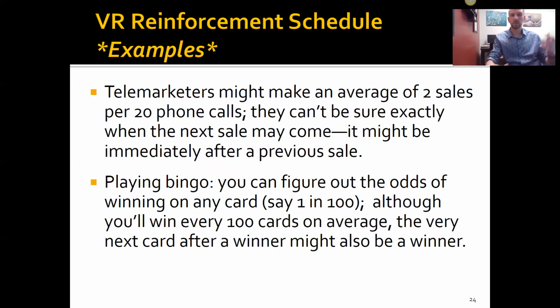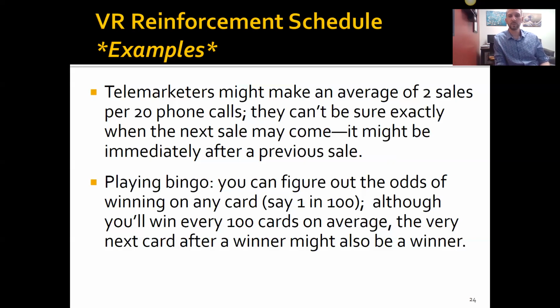And then both of those are fixed ratio and fixed interval. And then you can also have variable ratio and variable interval. So let's imagine you're a telemarketer, and on average, you make 2 sales per 20 phone calls.